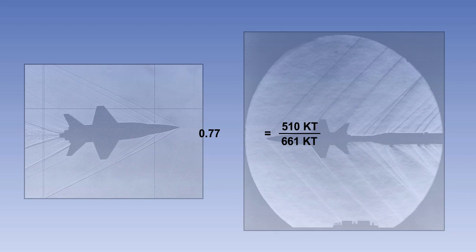If the aeroplane were to fly faster, the Mach number would increase. If the aeroplane accelerated to 661 knots, then its speed would be equal to the speed of sound and the aeroplane would be at Mach 1.